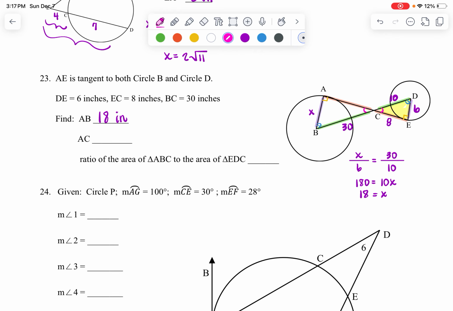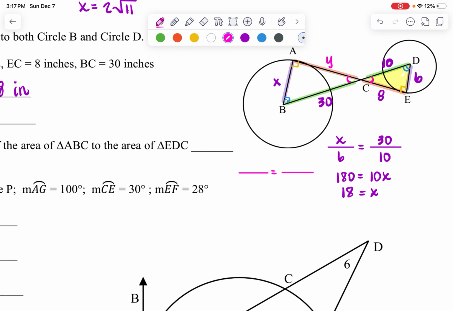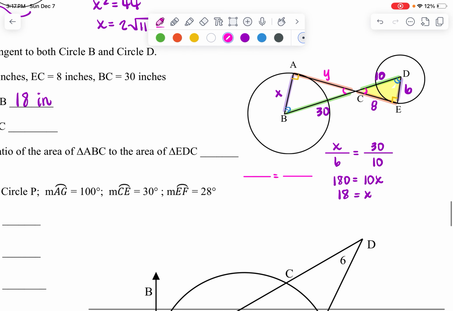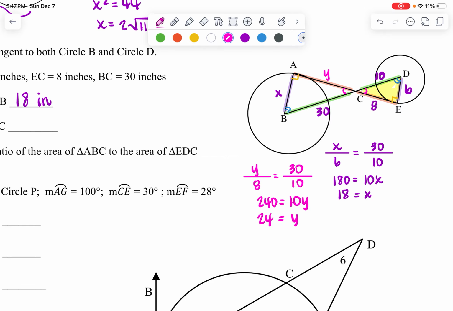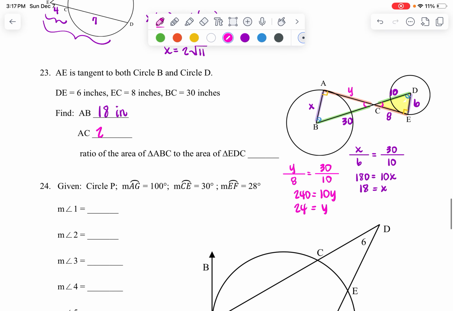All right, then I need to find AC. I'm going to put a little y right there. I'm going to set up another proportion. Or, of course, you can probably see what's going on with the scale, the ratios. But anyway, I'm just going to go ahead and do a proportion. So I'm going to do y is to 8, because those are corresponding sides. And then I'm just going to go ahead and use the 30 to 10 again, which is going to give me 240 equals 10y. So y equals 24. And that is going to be the length of AC, 24 inches.